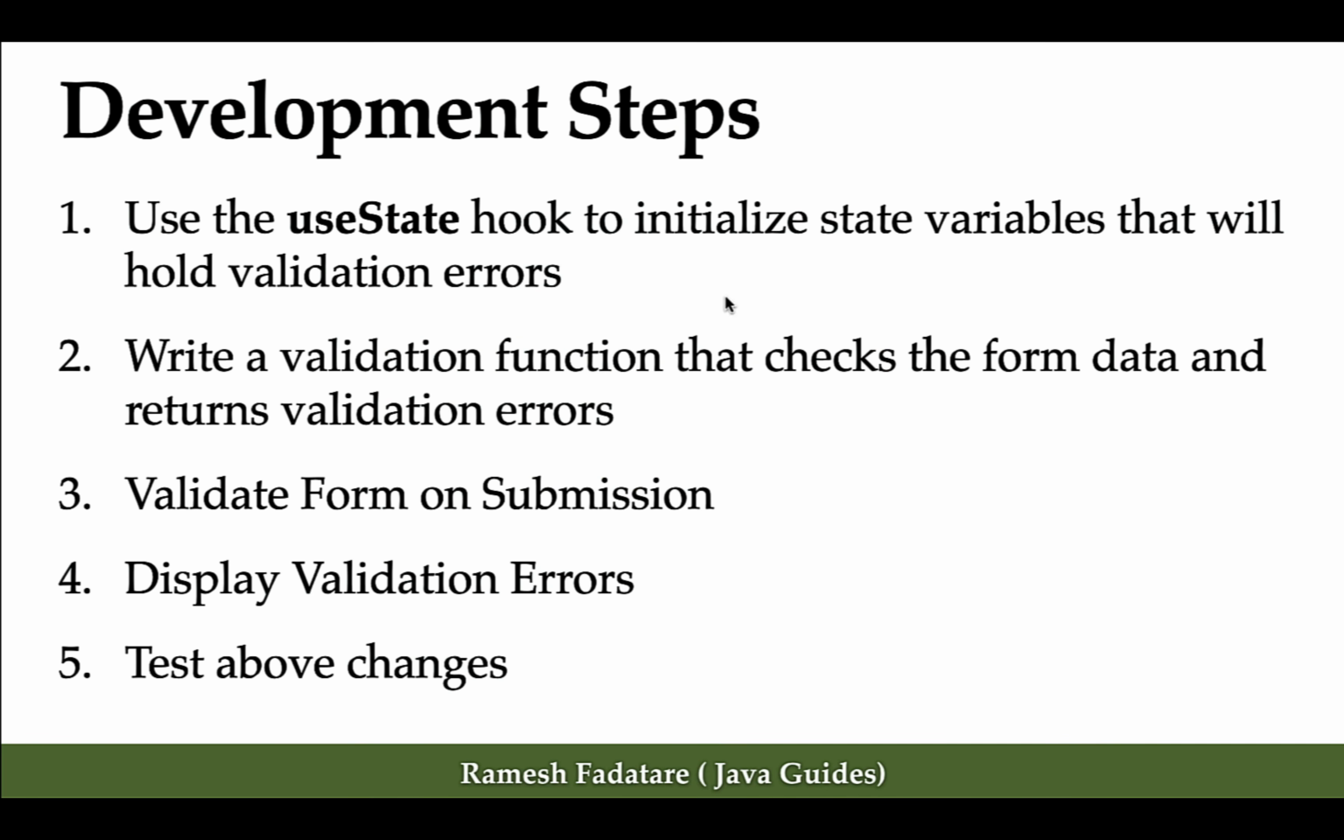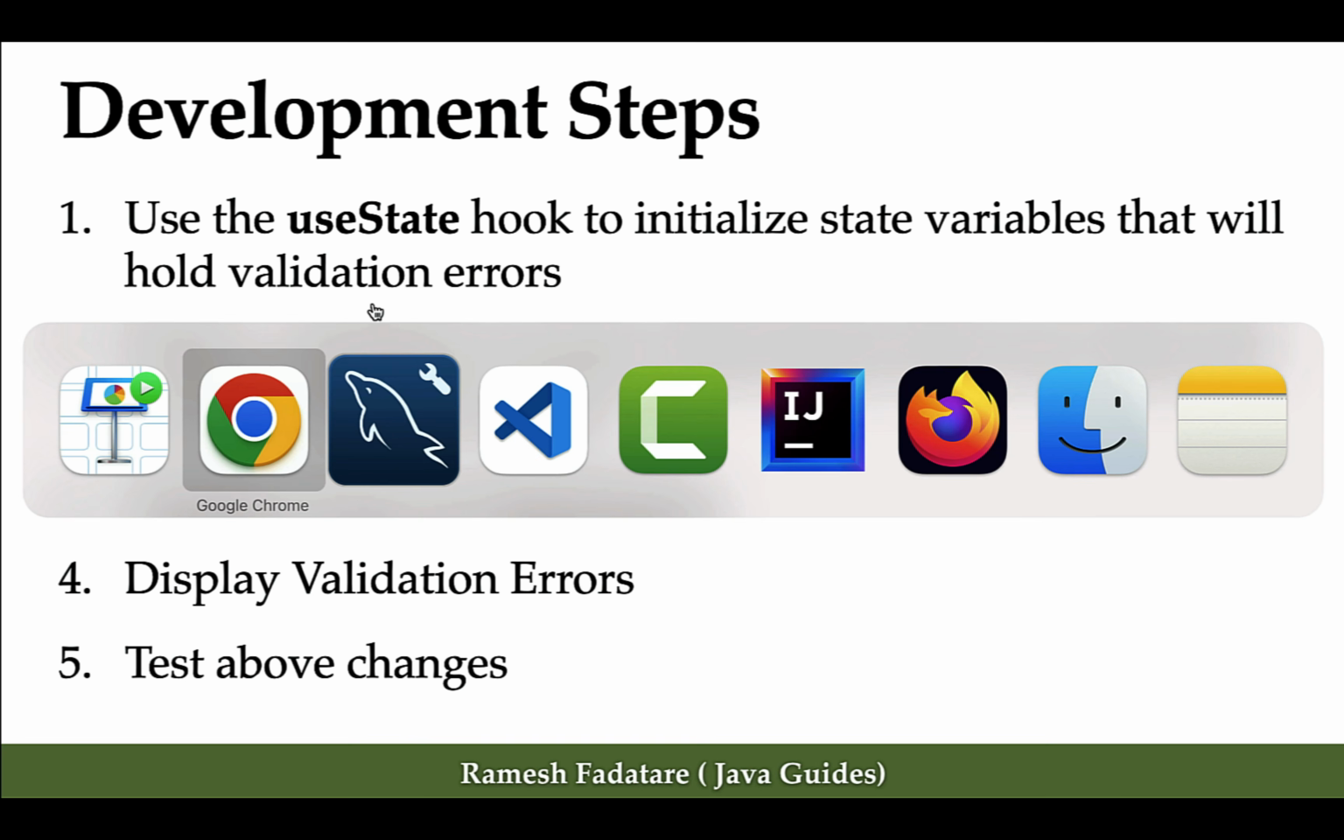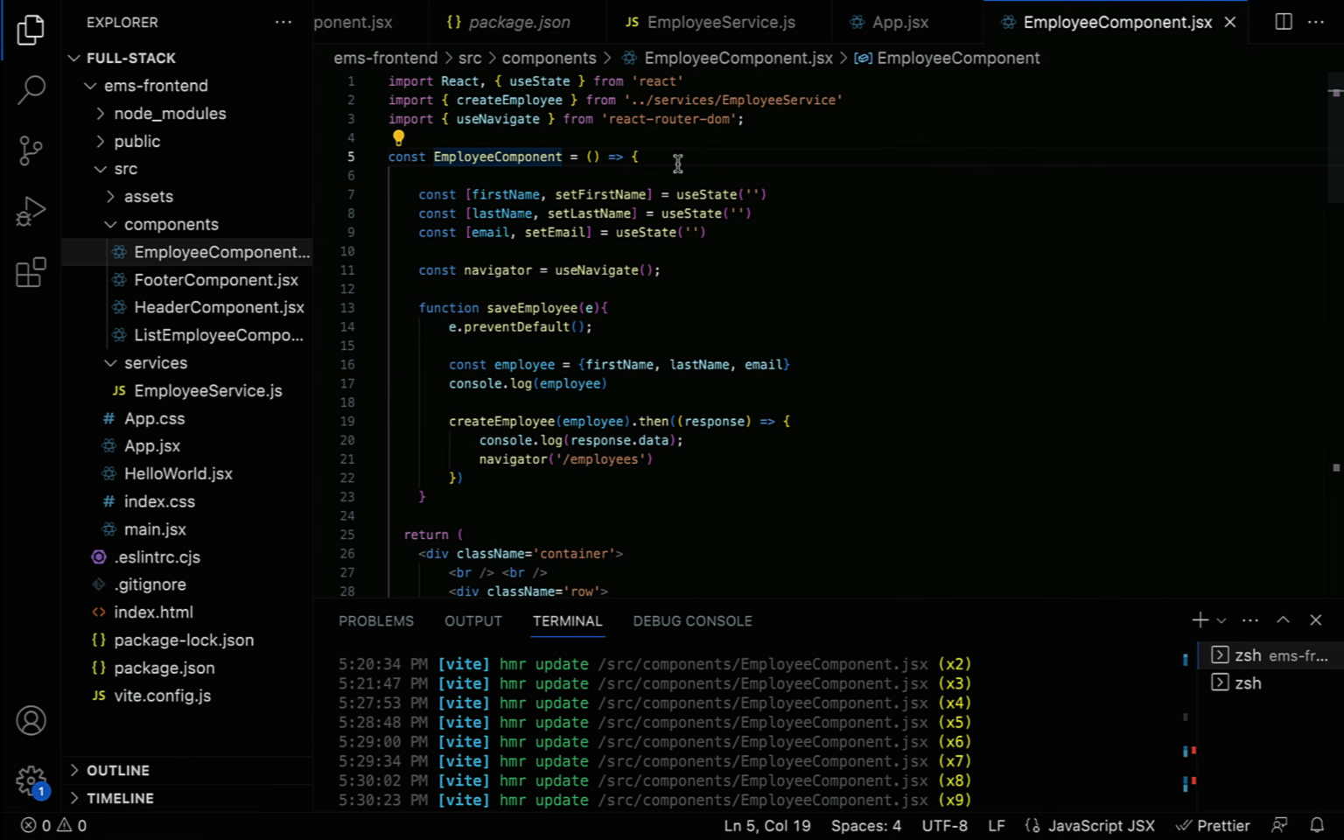Next, let us take a look at the development steps. First, we use the useState hook to initialize the state variables that will hold the validation errors. Next, we will write the validation function that checks the form data and returns validation errors. Next, we will validate the form on submission. Next, we will display the validation errors, and finally we are going to test all these changes. Alright, very simple steps. The first step is to use the useState hook to initialize the state variables that will hold the validation errors. So let us go to our project and go to the employee component over here.